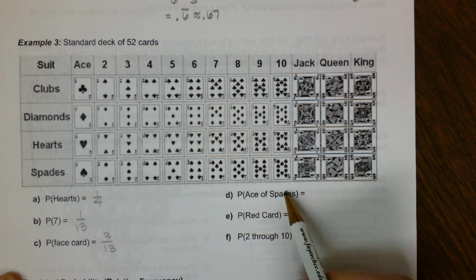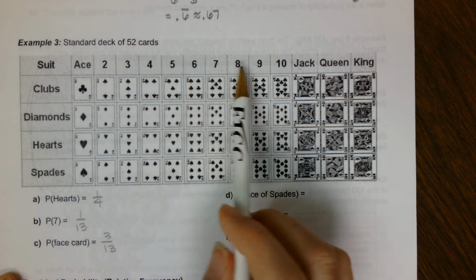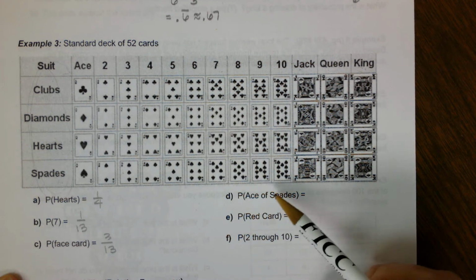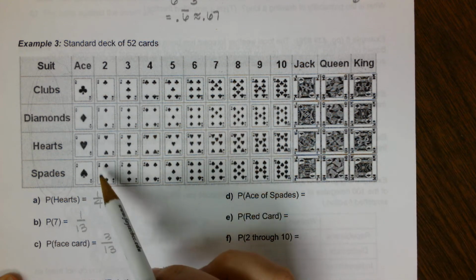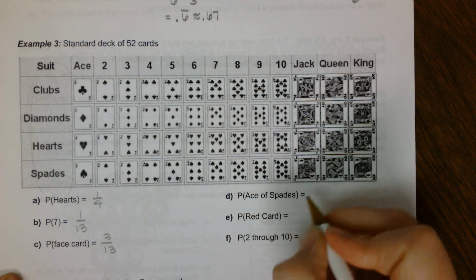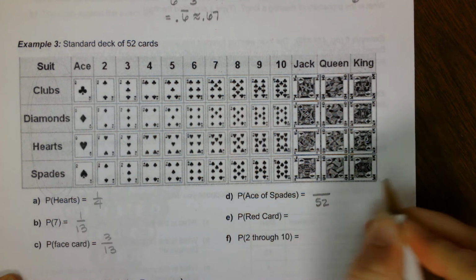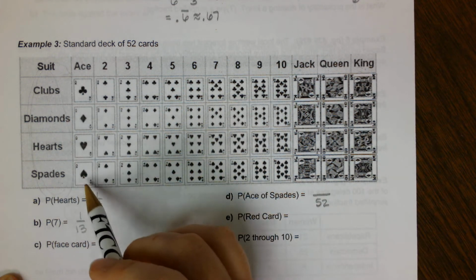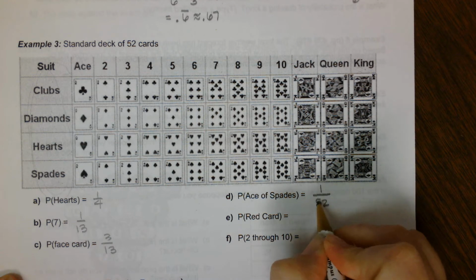Okay, now Ace of Spades. Now we're looking at a specific card. We're looking at both number and a suit. So now we have to worry about the entire deck. So in an entire deck, there are 52 cards. And how many of them satisfy that they're both an ace and a spade? Well, only one of them, so it would be 1 out of 52.